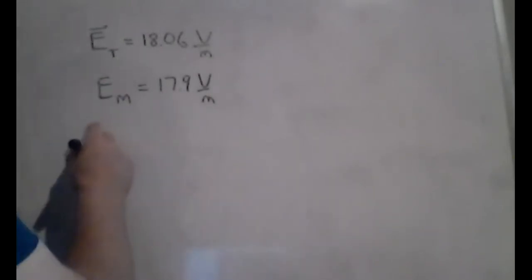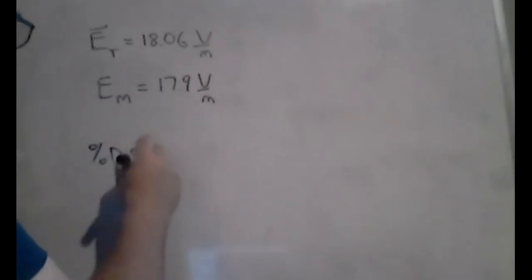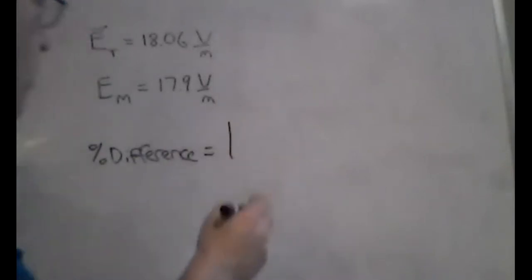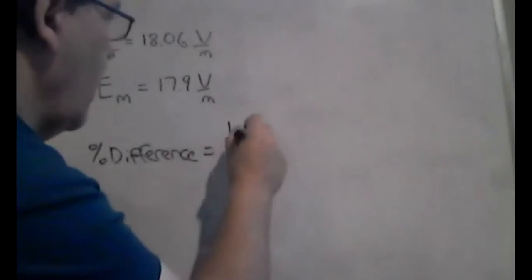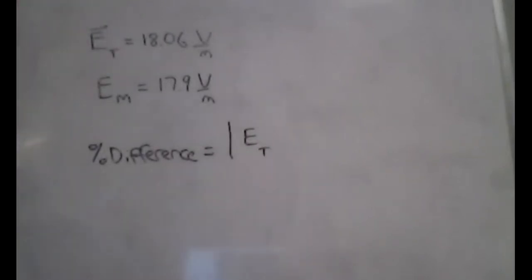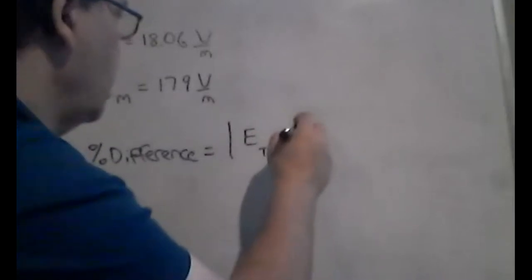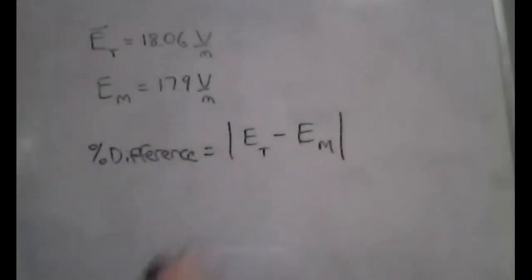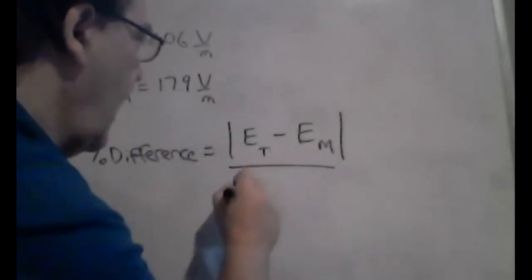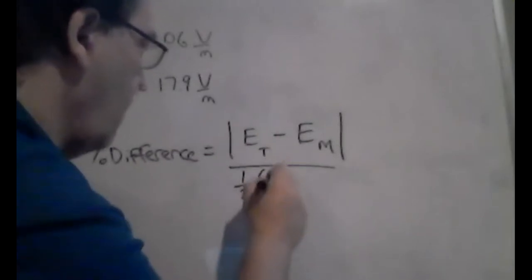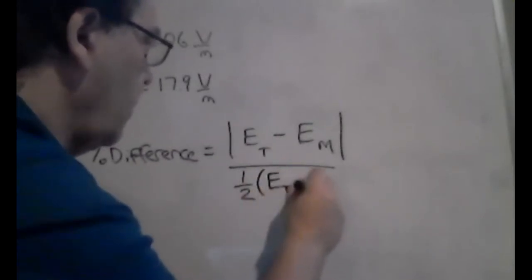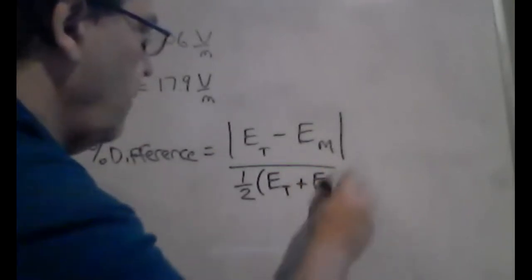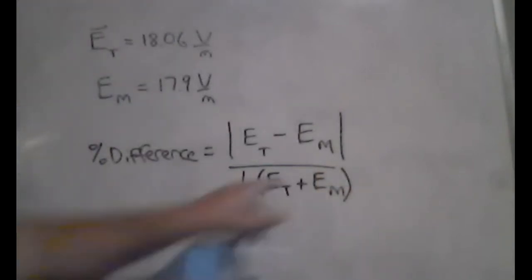So I want to do something like this. Percent difference will be the absolute value of E theoretical, taking the hats off since I care about the magnitude, minus E measured. Take the absolute value of that, divided by the average, which would be 1/2 (E theoretical plus E measured). So I take the absolute difference and divide it by the average. So the average is what? Add two things, divide by 2.